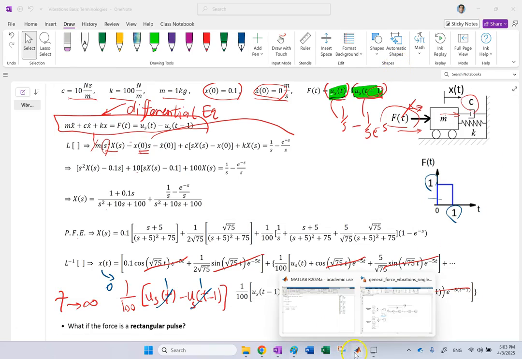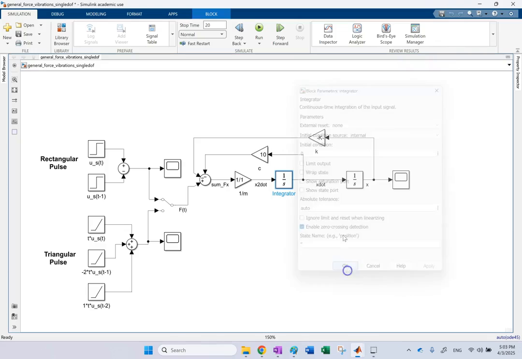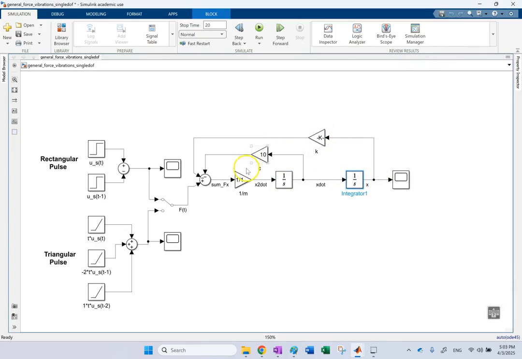The answer is yes. So here, look, I made the system for you, a mass spring damper system. And here are the initial conditions: x dot is 0 and x of 0 is 0.1. These are values for k, c, and 1 over m. This is the sum of the forces divided by m, that's your acceleration. And here I have a manual switch.